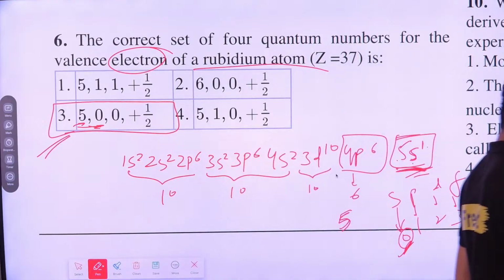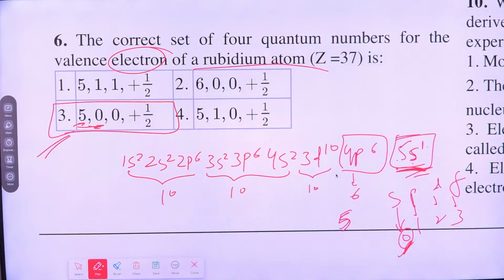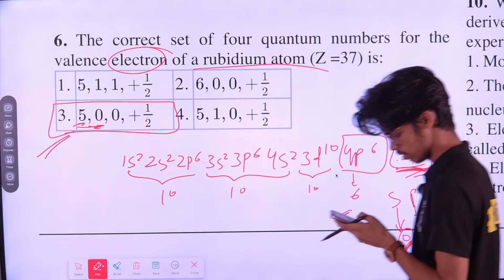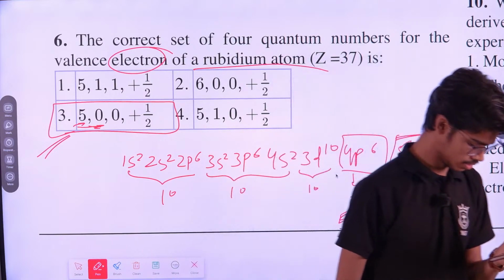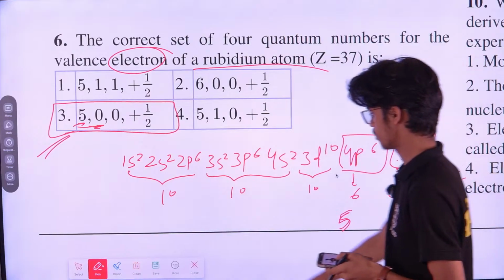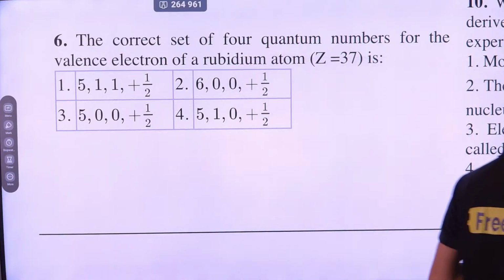Understandable? Option number 3 is the answer. Let's see who's writing. Okay, 6, option number 3. You are right, Priya, good. And somebody else who is also watching, just try to answer. Okay, let's go on to the next question.